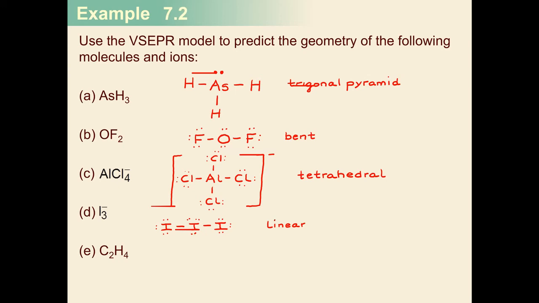So finally, let's go to our last example, which is going to be our C2H4. So this means that we are going to have 2 carbons located in our molecule attached to each other, each one of them having a hydrogen.